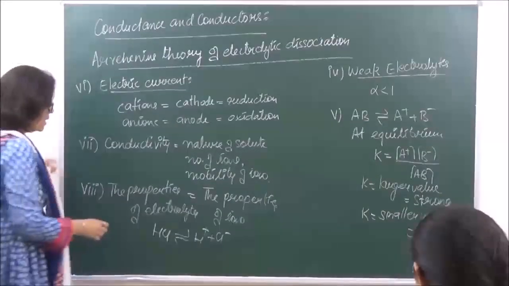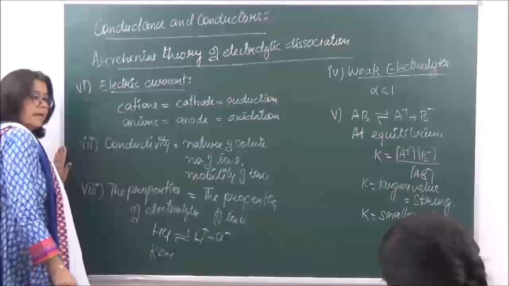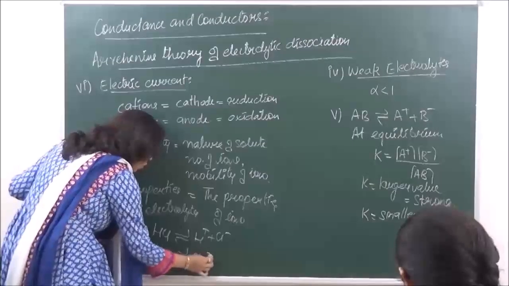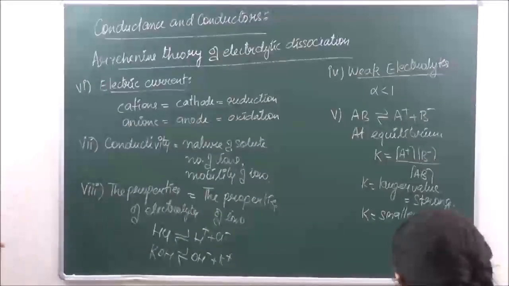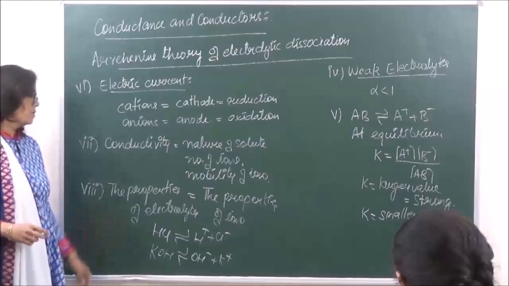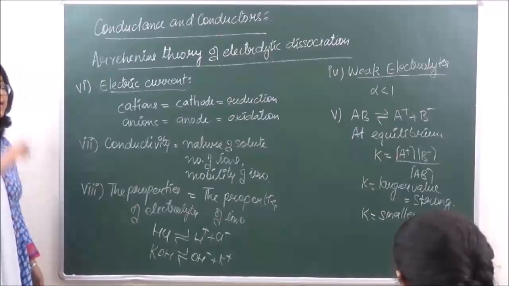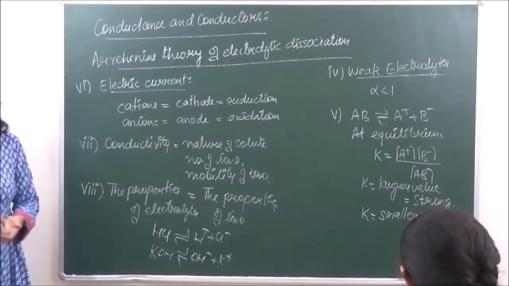In a similar manner, KOH is basic because it produces OH- ions in solution. So the properties of the electrolytes are the properties of the ions which are given out in solution. So this was the Arrhenius theory.